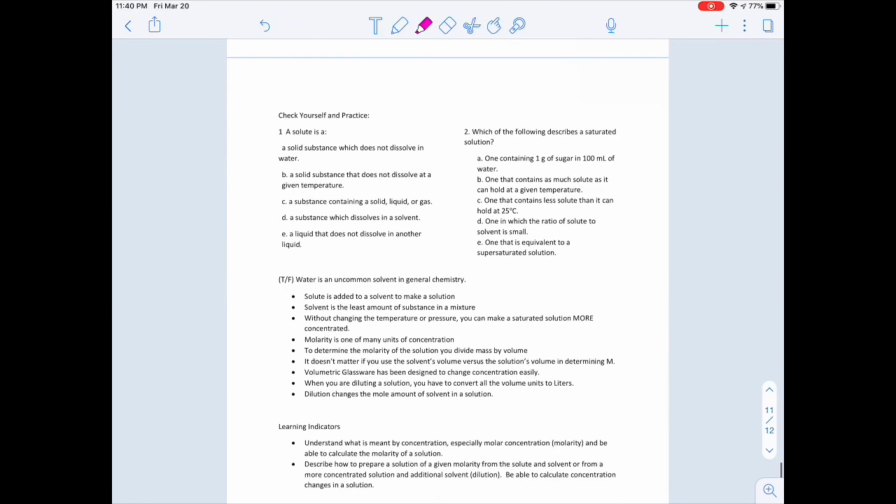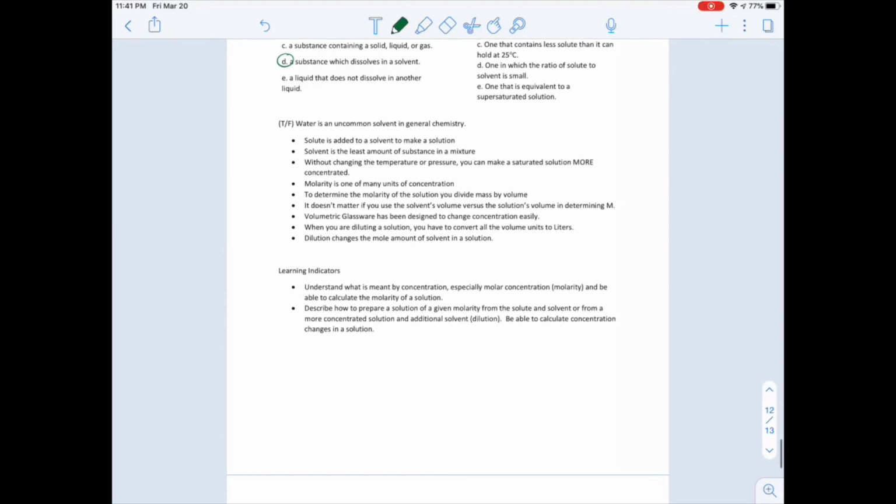All right, so in review, we talked about a solute. You can pause if you want to answer these really quick on your own. A solute is a substance that dissolves in a solvent. Which describes a saturated solution? One that can hold as much solute as it can at a given temperature. True or false: solute is added to a solvent to make a solution. That is true. Solvent is the least amount of substance in a mixture. That's false. It's the solute that's the least amount.